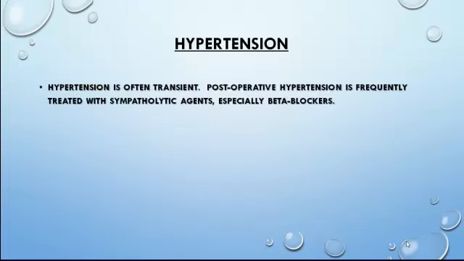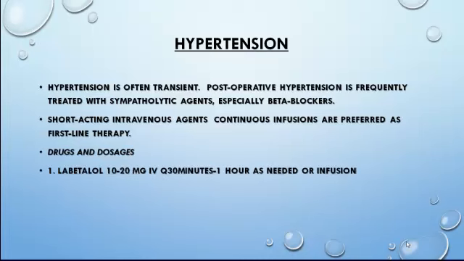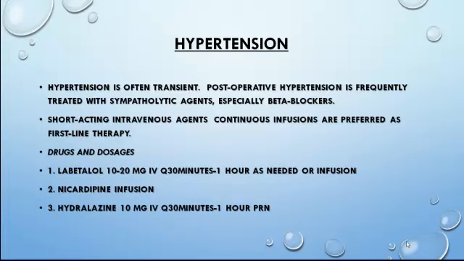Hypertension is often transient. Post-operative hypertension is frequently treated with sympatholytic agents, especially beta blockers. Short-acting intravenous agents by continuous infusion are preferred as the first line of therapy. Drugs, for example, labetalol, nicardipine, or hydralazine.